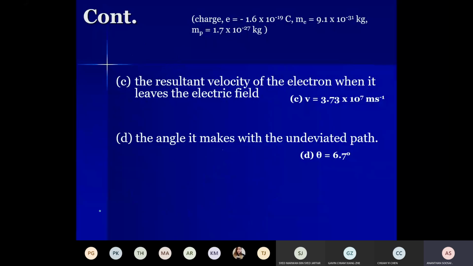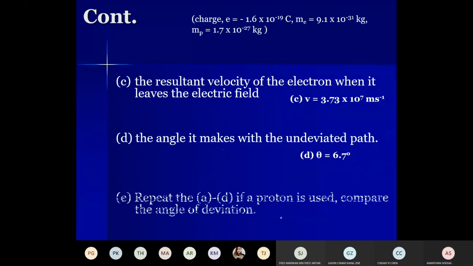Okay, so let's do part E. No need to calculate, just think mentally, just visualize it. What will happen to the answers from A to D? The value is going to become greater or smaller compared to the electron if a proton is used. Repeat A to D if a proton is used. Compare the angle of deviation.